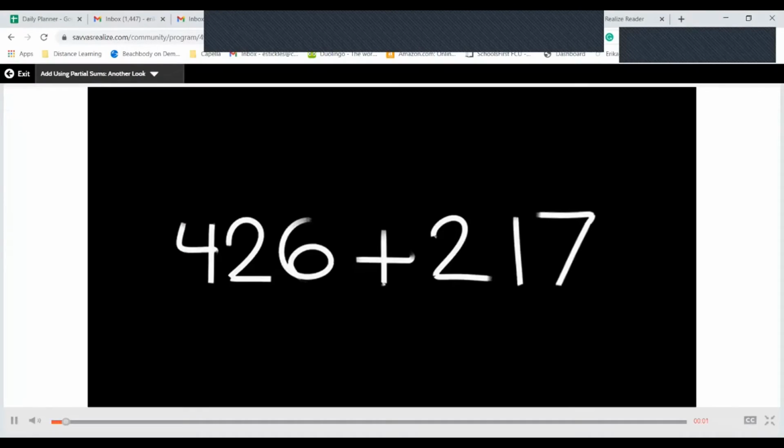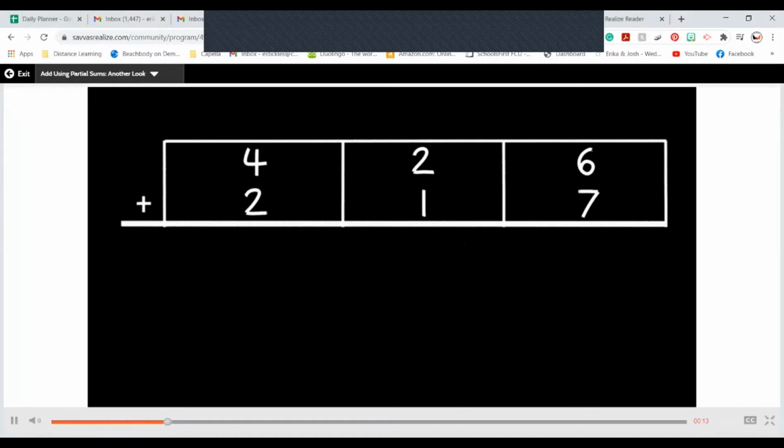Look at this addition problem. Wow, that looks like a lot to add, huh? But we can make this a whole lot easier. How? Let's use partial sums. Here's what I mean. Just use place value. First, add the hundreds, then the tens, and finally the ones.